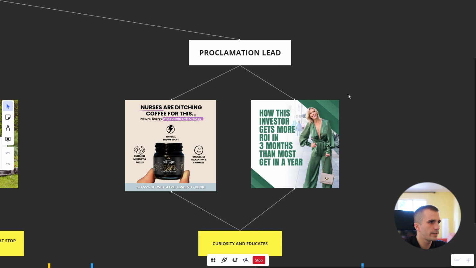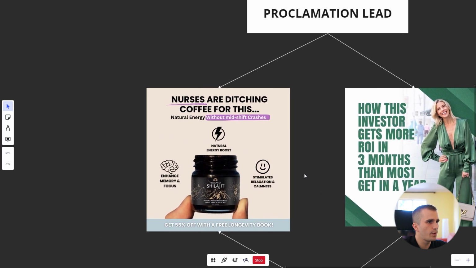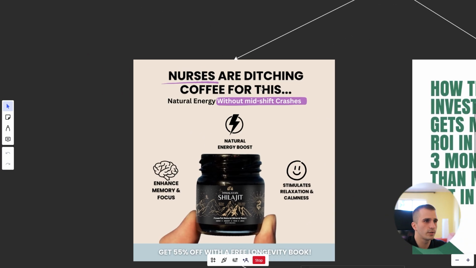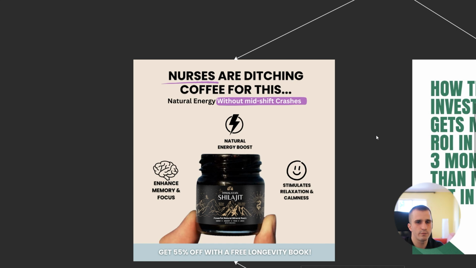So what Proclamation Lead is. In the first example, we have this statement on the top of this ad: "Nurses are ditching coffee for this." What this ad does is it starts with some kind of proclamation, some kind of statement, secret, or something that is kind of unusual, and that will spark your curiosity. And when they do that, your ad shifts from just being a salesy ad to something kind of interesting, something that looks like an organic post in your feed, something unusual that will grab your attention.